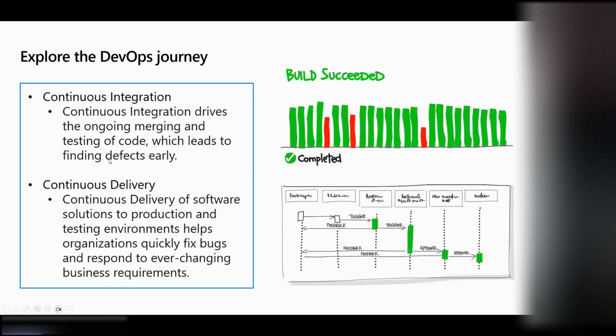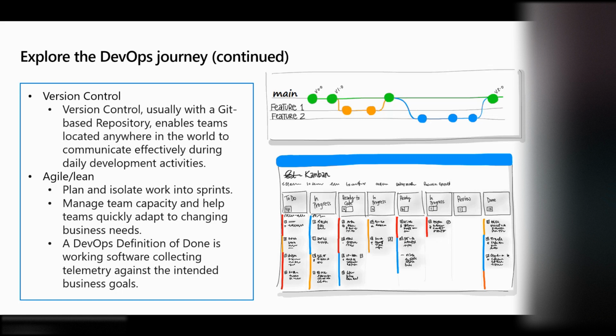All right. Continuous integration, right? Continuous integration that we see here at the top. You're merging your code. You're testing the code. You're finding your defects early. Okay. Continuous delivery. This is continuing to deliver that software into testing environments and then being able to quickly fix bugs. Okay. You're utilizing that. You're also utilizing version control.